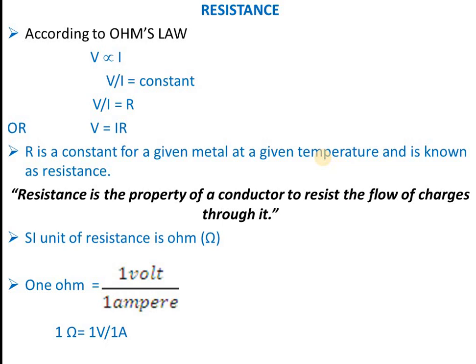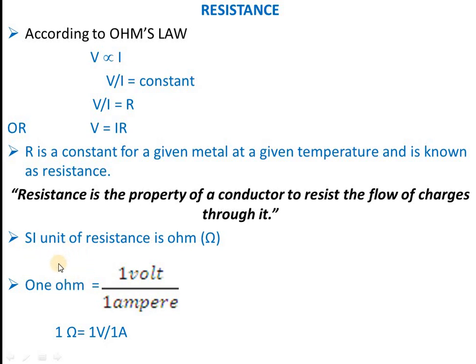According to Ohm's law, V is proportional to I. V by I is a constant, which is R or resistance. Resistance is the property of a conductor to resist the flow of charges through it. Its SI unit is ohm, which is indicated by the Greek letter omega.